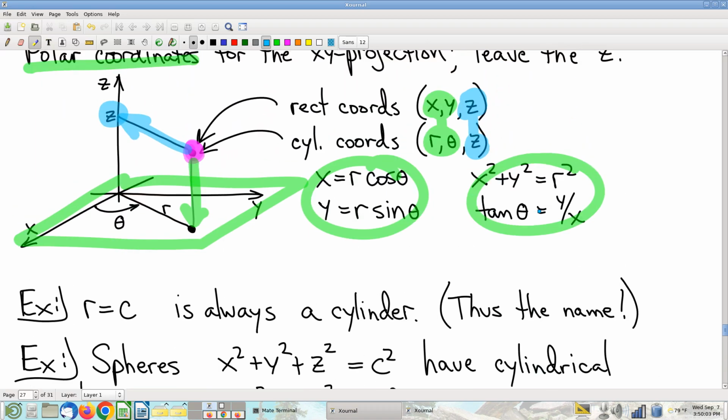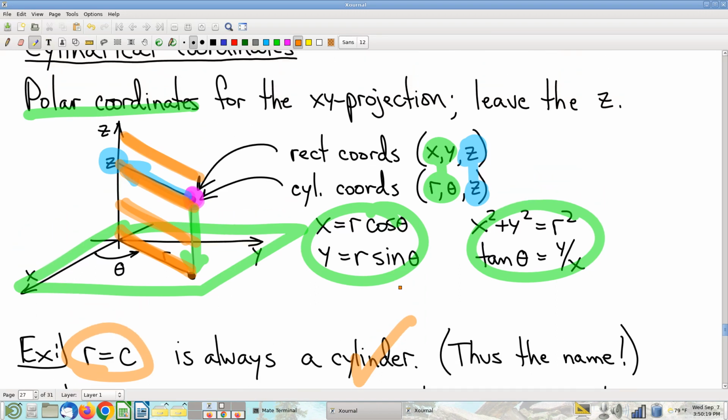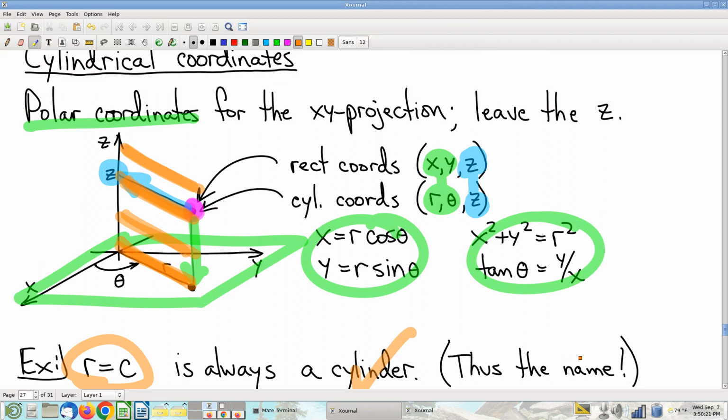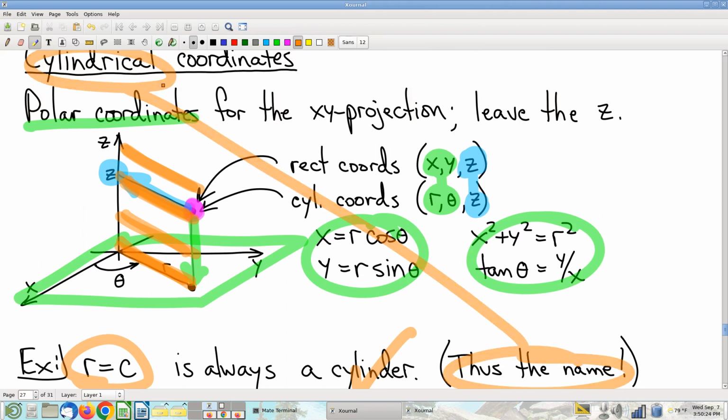Notice in this picture that r is the distance from the z-axis. And so if your distance to the z-axis is a constant, it's pretty easy to see that that's a cylinder. Which, by the way, is why we have the name cylindrical coordinates.